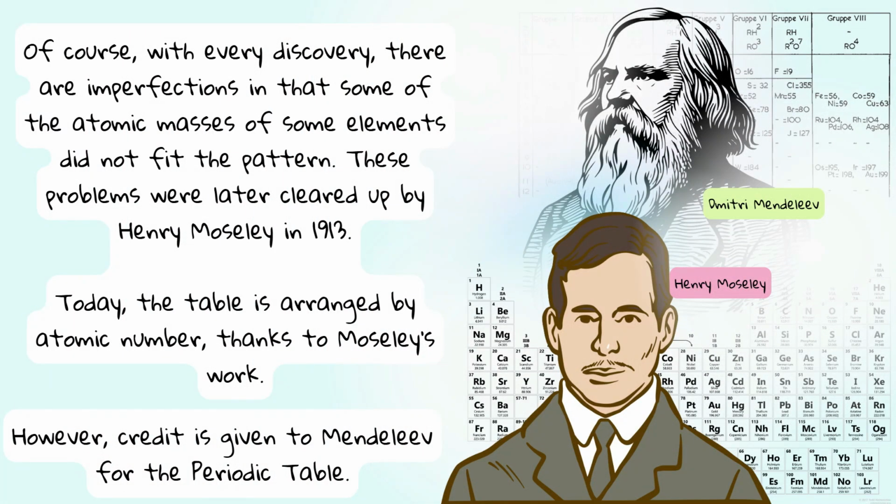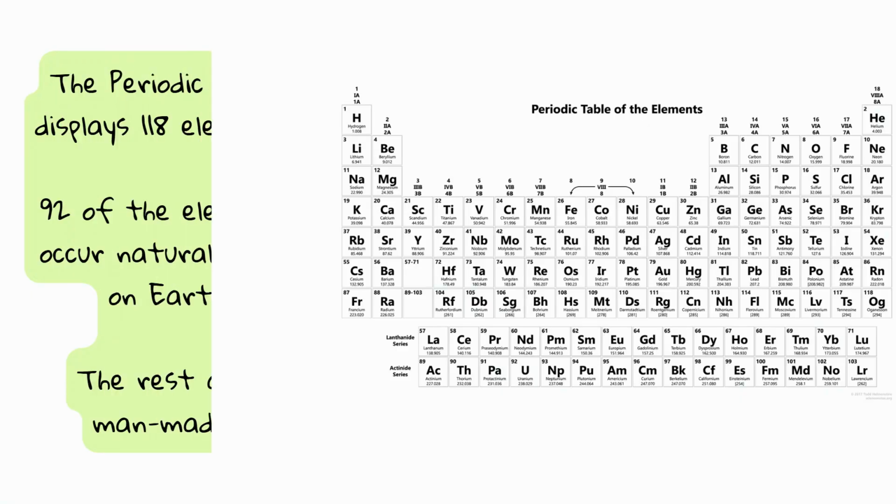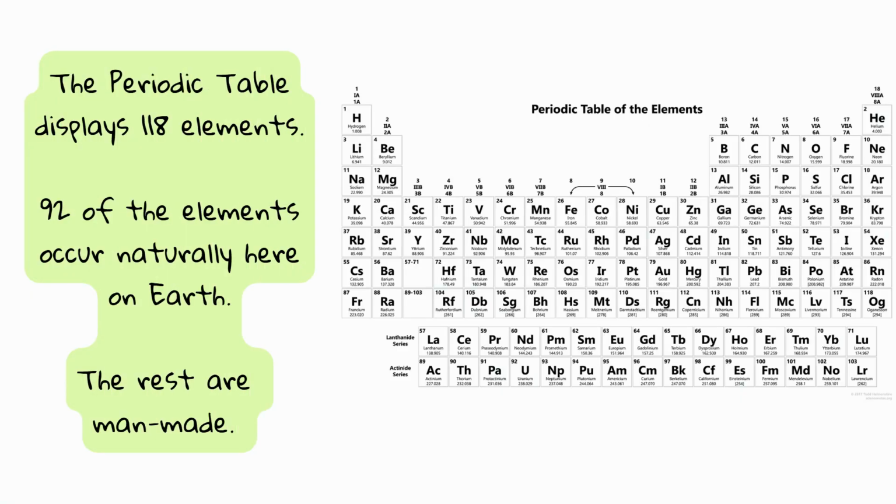Of course, with every discovery, there are imperfections, in that the atomic masses of some elements did not fit the pattern. These problems were later cleared up by Henry Moseley in 1913. Today, the table is arranged by atomic number thanks to Moseley's work. However, credit is given to Mendeleev for the periodic table. The periodic table displays 118 elements. 92 of the elements occur naturally here on Earth. The rest are man-made.